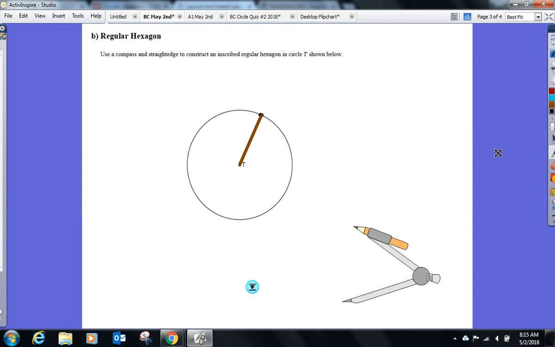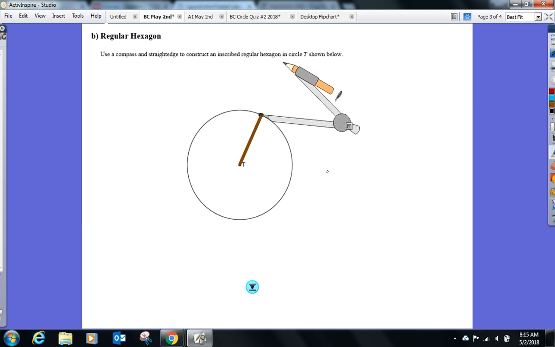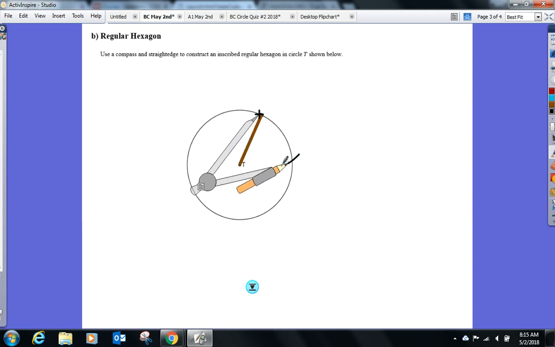Measure the length of the radius with your compass. What you're going to do right now is go around the circle, making arc marks that are the length of your radius until you get 6 arcs. So I'm going to start up here, compass point up here. I'm going to go around the circle and make a mark across the circle. That's the length of the radius. Then I'm going to go down here. Make another arc mark across the circle. That's the length of the radius. So every arc is the length of the radius right now.